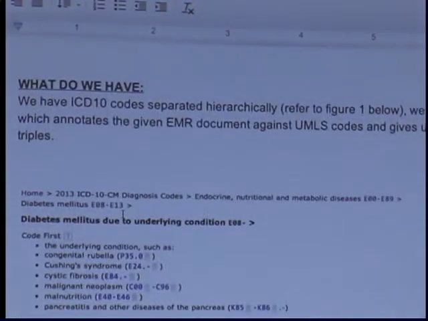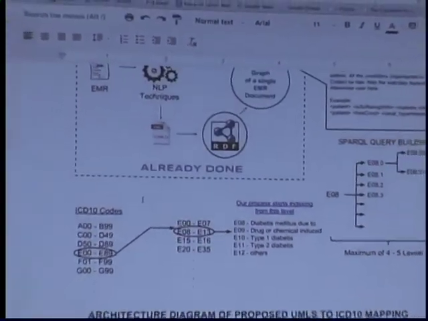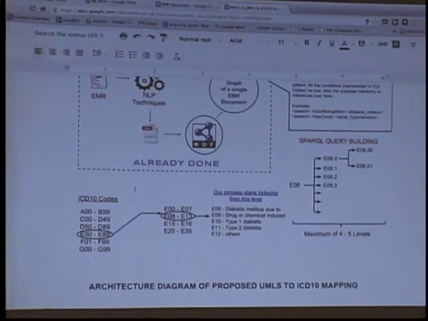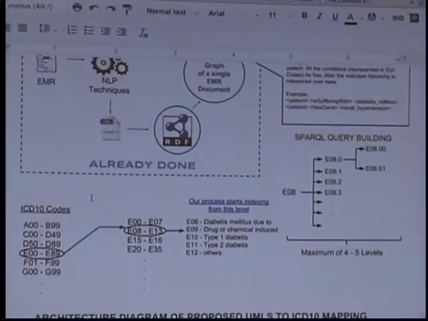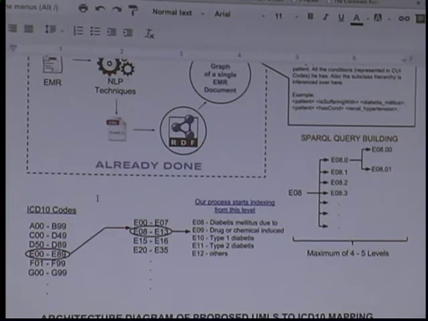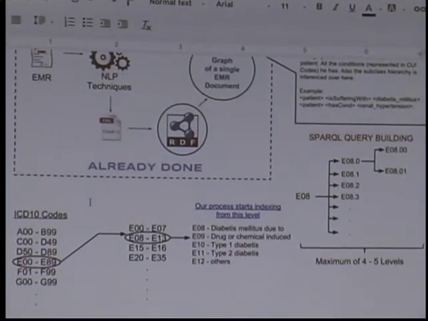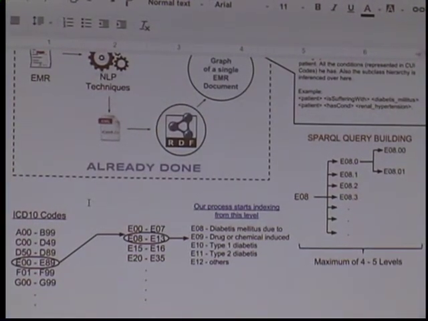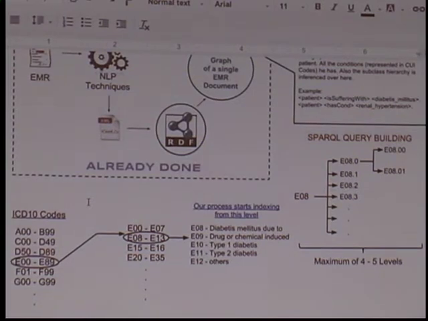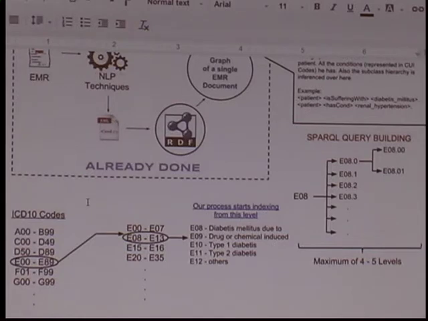So that is the reason we didn't go to that. Instead of that, what we thought of is that all the ICD codes are modeled in a particular hierarchy. So just for that hierarchy, use an ontology, and for every ICD-10 code, give an annotation in the annotations part of the ontology.